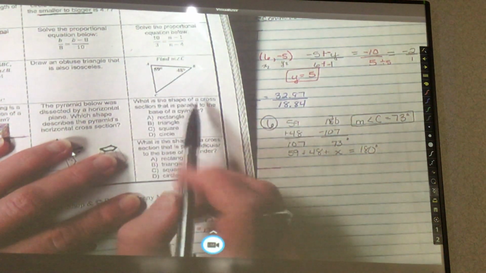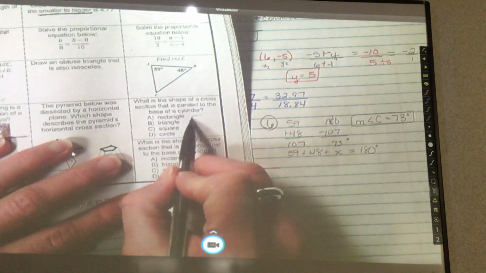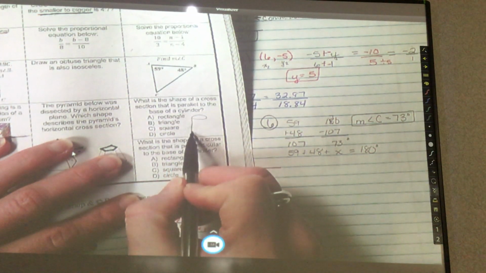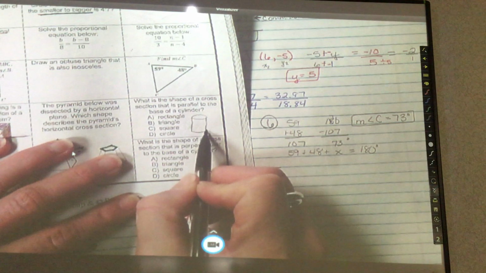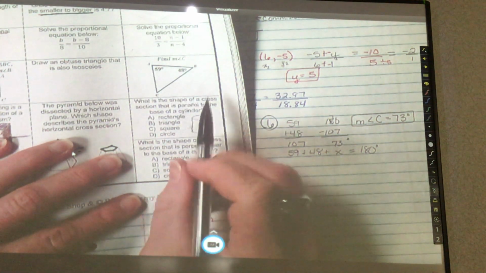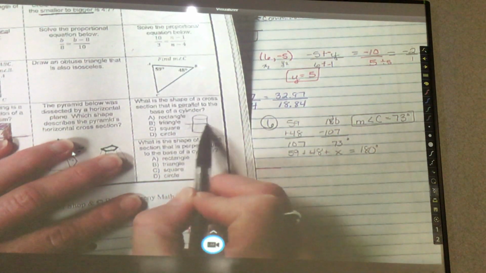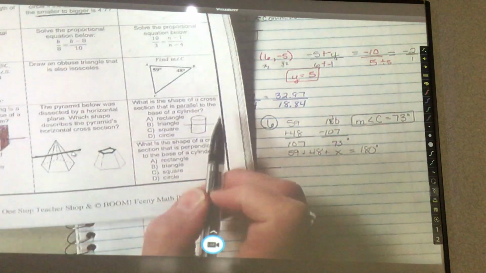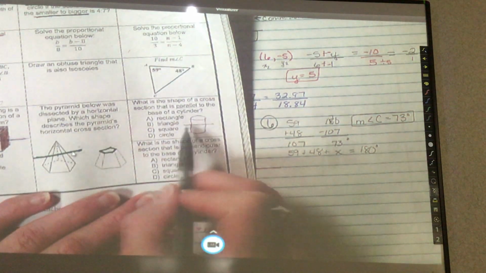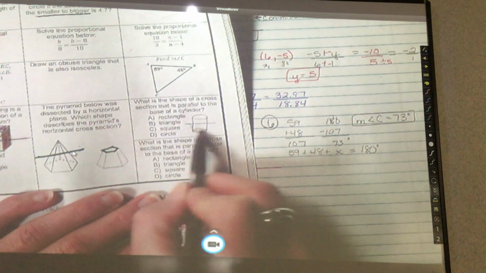Seven, what is the shape of the cross section that is parallel to the base of a cylinder? Here is my cylinder. Here would be the base, down here on the bottom. The base is what it sits on. And I want it parallel. So it'll be a horizontal line. So if I would cut it in the center, what am I looking at? A circle.